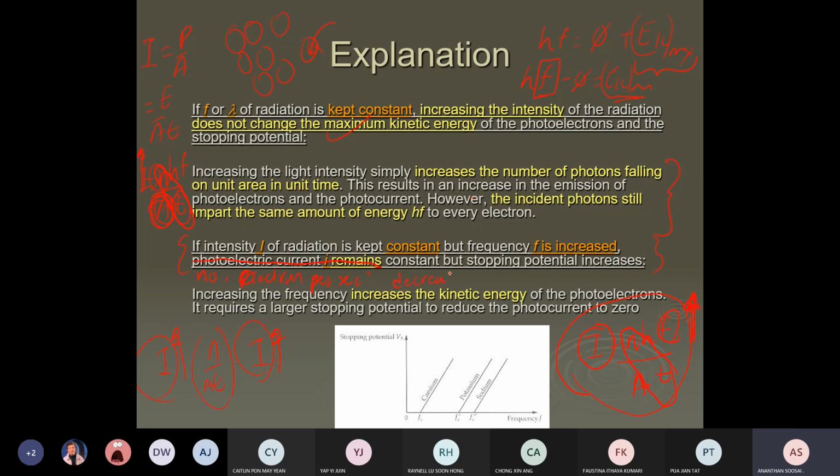Okay, decreases. No need to go for photocurrent here. This part is a little controversial, actually. So take down this: increasing the frequency increases the kinetic energy. Rise the frequency, kinetic energy rises, stopping potential rises.